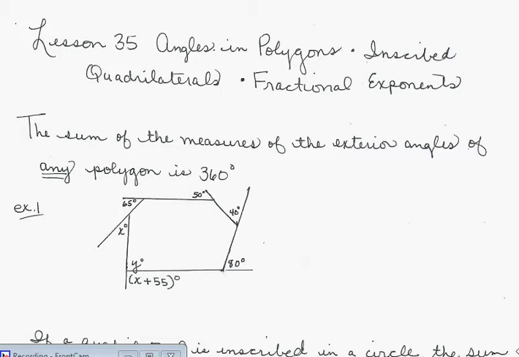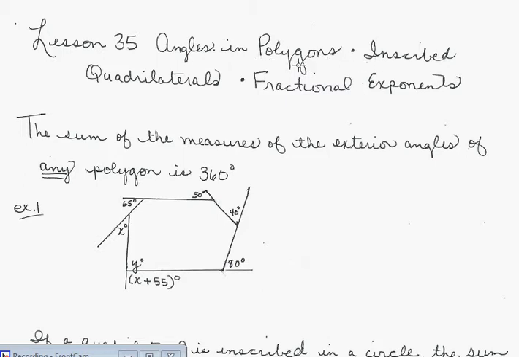Okay, Algebra 2 class, here's your promised video on Lesson 35 that we didn't get to in class. Believe it or not, even after an hour and 45-minute class, we still didn't get to this. So this is good. I'd rather take my time to explain it. This is Lesson 35, Angles and Polygons, which we did in class.